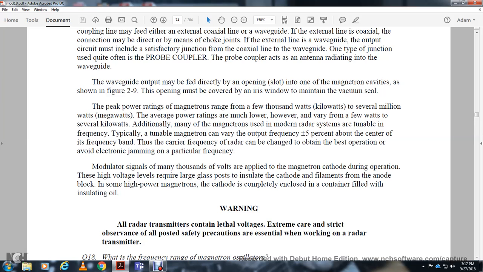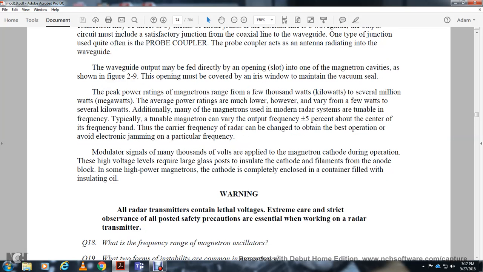Modulator signals of many thousands of volts are applied to the magnetron cathode during operation. The high voltage level requires large glass posts to insulate the cathode filaments or the anode block. In high power magnetrons, the cathode is completely enclosed in a container filled with insulating oil. Warning: all radar transmitters contain lethal voltages. Extreme care and strict observance of the posted safety precautions are essential when working with a radar transmitter.